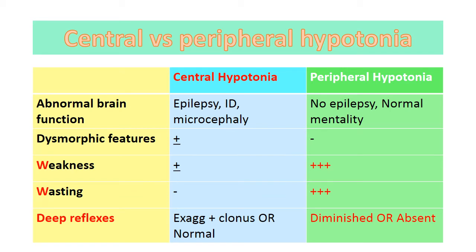So, an infant with generalized peripheral hypotonia will have no epilepsy, normal mentality, and they will have weakness, wasting, and absent deep reflexes. On the other hand, an infant with central hypotonia may have epilepsy, intellectual disability, microcephaly, they may have dysmorphic features, and usually the deep reflexes will be normal or maybe exaggerated with clonus, like in atonic cerebral palsy.